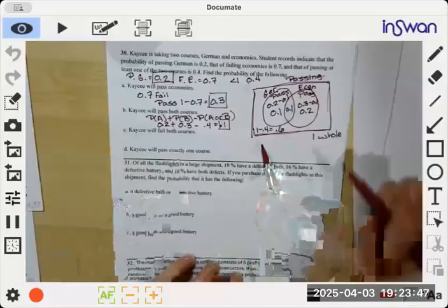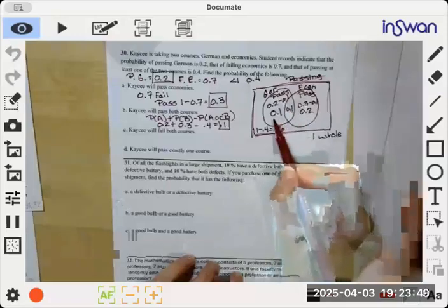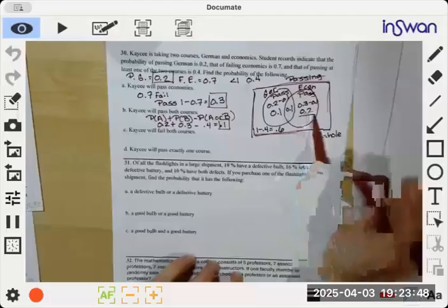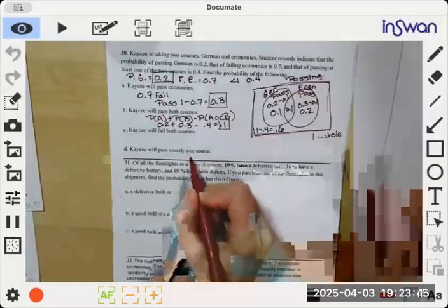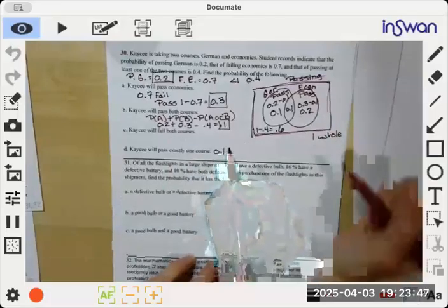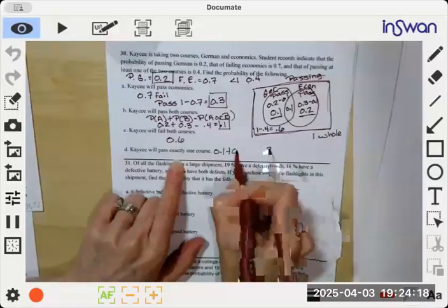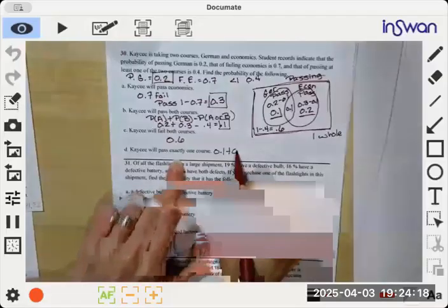All right. So passing exactly 1. So exactly 1 is the German only and the econ only. So 0.1 plus 0.2. And we get 0.3.